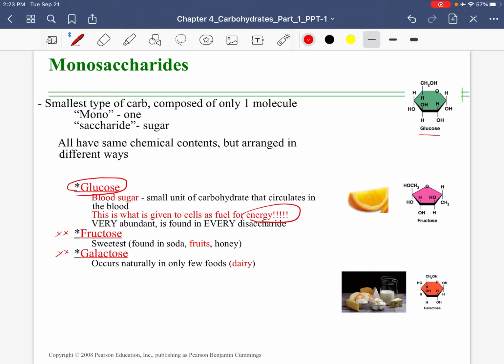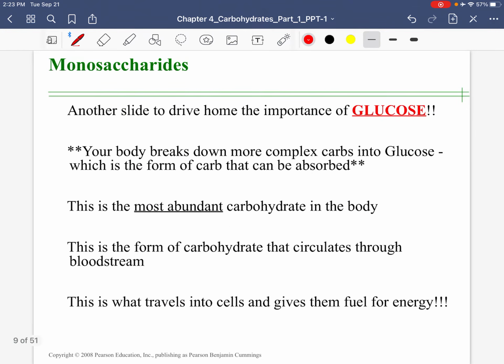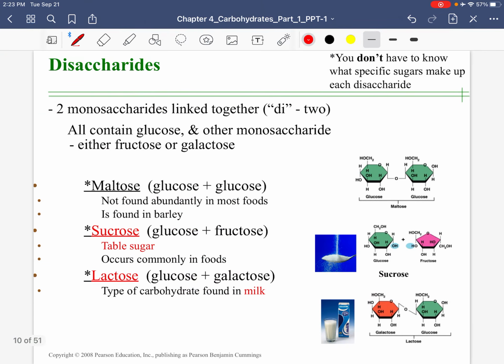Because we already know, well, what's the function of carbohydrates? Energy. I've given you some other examples of what kind of foods we find fructose or galactose in, but you don't need to know those. And if you're wondering, glucose is basically in every disaccharide. So when we start to build these sugars out, glucose is pretty much a part of everything.